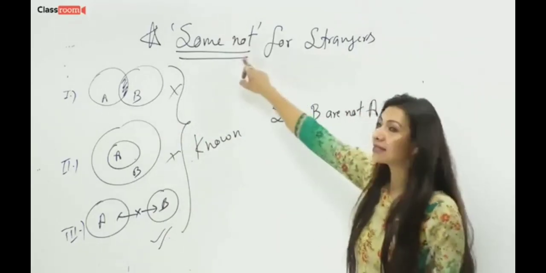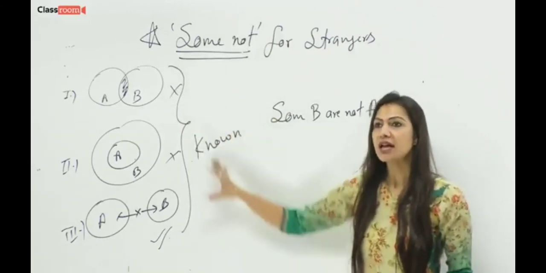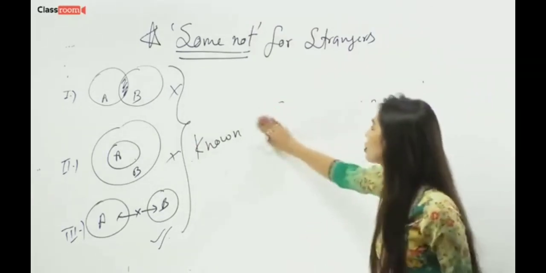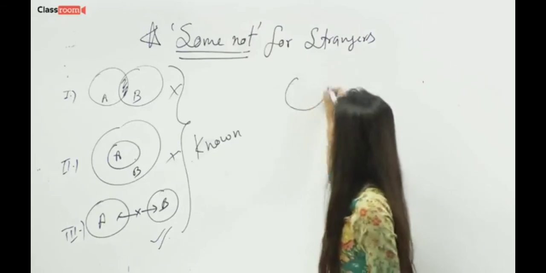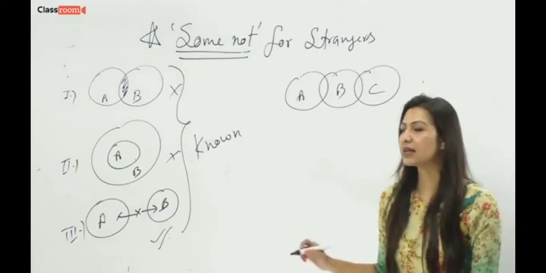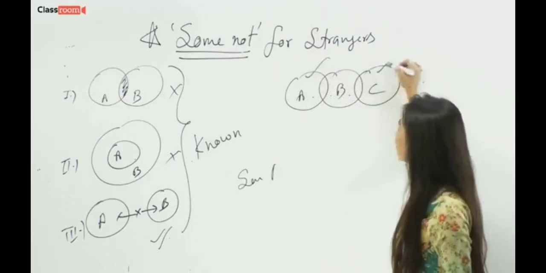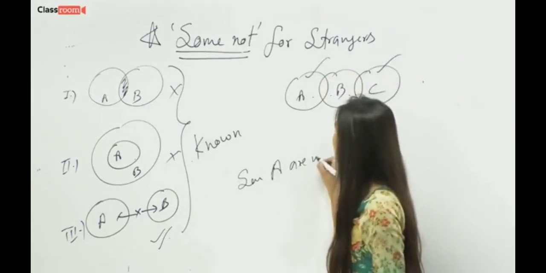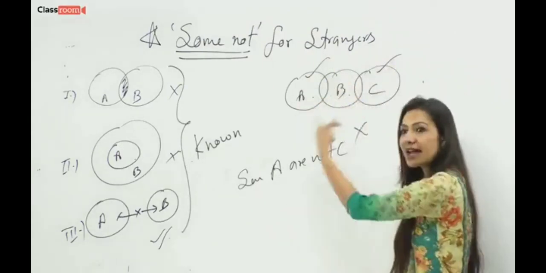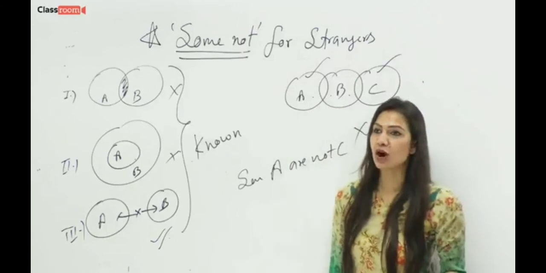As the heading is Some Not for strangers, so that you cannot mix things up, I wrote this already. These things we have already learned, and these are for known circles. Now let's draw some Venn diagrams for stranger circles. If I ask for A and C, some A are not C, again you will say this is wrong here, because our entire Venn diagram is positive. If everything positive is given, how can we conclude things like Some Not, which is a negative one?